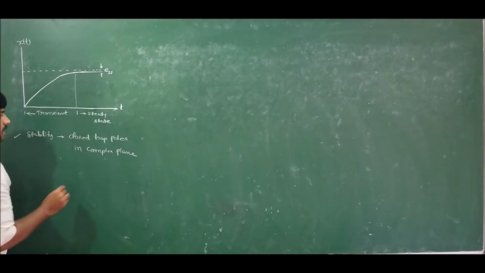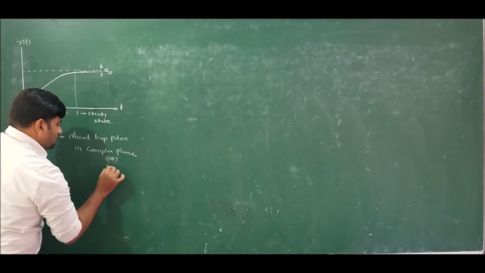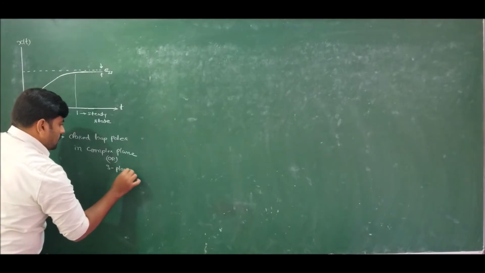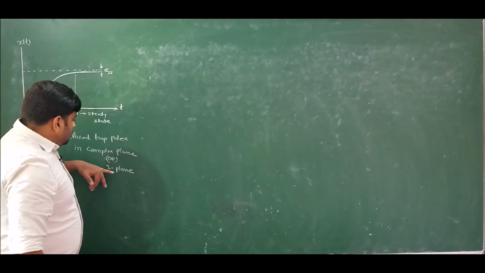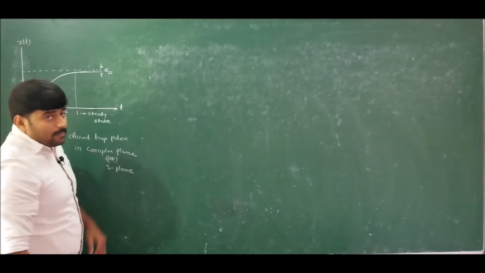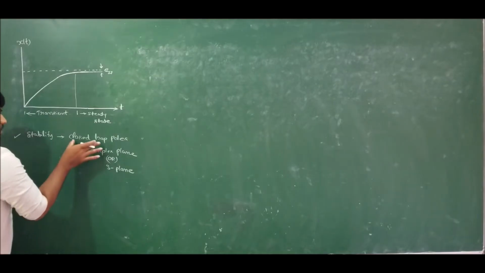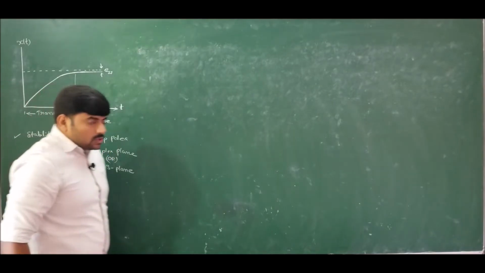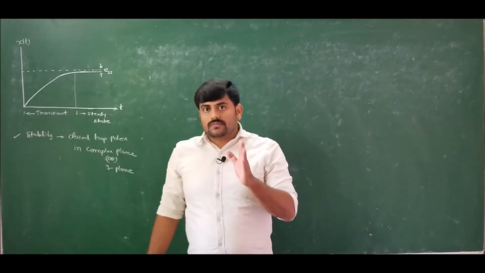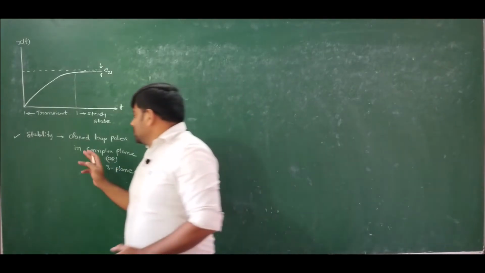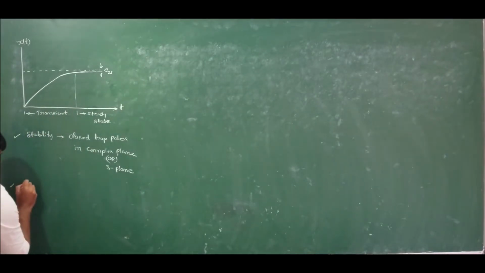This complex plane is also called what? S plane. Another name for the complex plane is S plane. Simply we call it the S plane or complex plane. Now the closed loop poles are nothing but what? The closed loop poles are nothing but roots of the characteristic equation, correct?